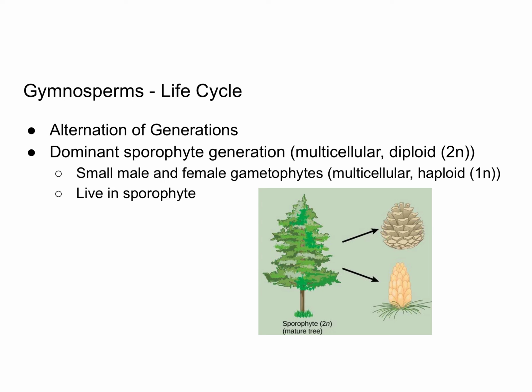Gymnosperms exhibit the alternation of generations in their life cycle. The more dominant or more noticeable generation is the sporophyte generation, which consists of a multicellular organism, and the cells are diploid. So you can see that in this pine tree here. So the pine tree that you're seeing is the sporophyte generation, and the tree is made up of many, many cells, and each of those cells is diploid. And remember, diploid just means that each cell has two sets of chromosomes.